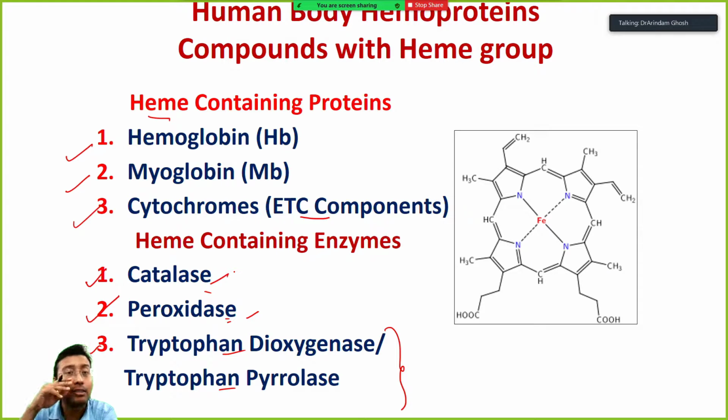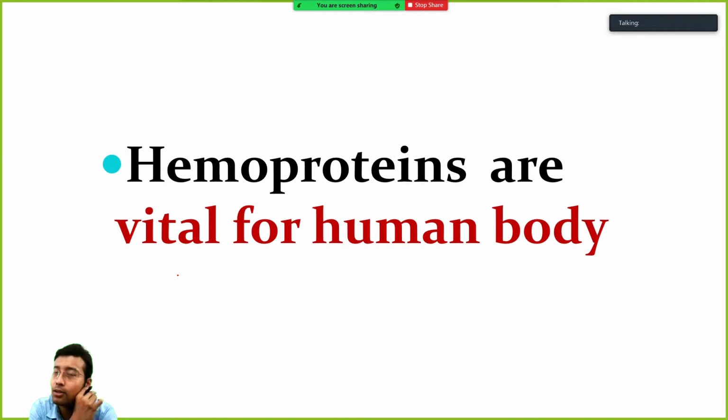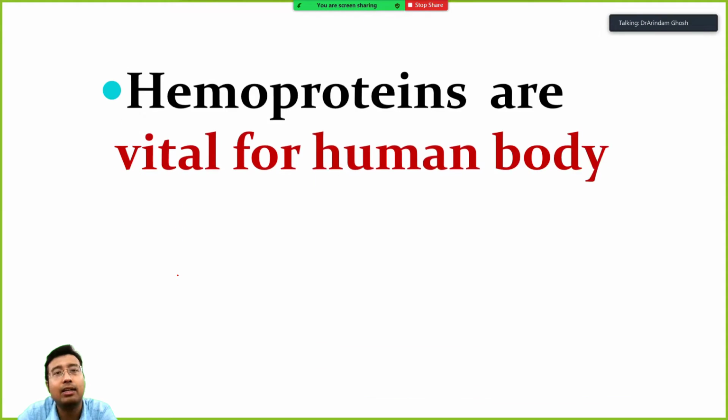If the examiner asks what else, it means you have scored a lot of marks and he is now trying to decapitate your mark tower. Then it will be tryptophan dioxygenase and tryptophan pyrrolase, but just remember catalase and peroxidase, you are more than enough, guaranteed to pass. So hemoproteins are actually very vital for the human body.